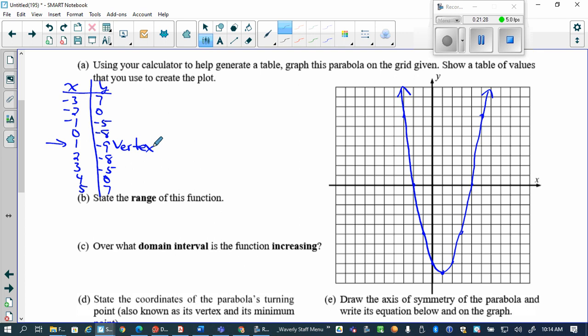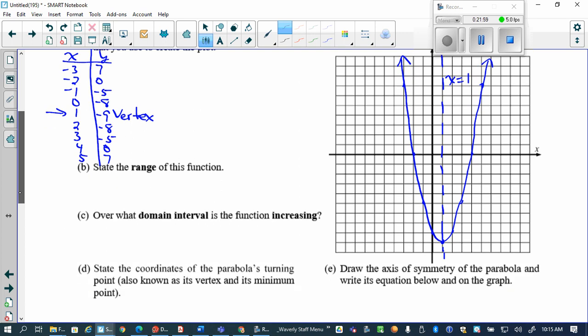Now, I definitely want to sketch in the axis of symmetry. It's a line, right? Where would that line be drawn for symmetry here? What would be the equation of this line? x equals 1. What x does it cut through? That 1. So the equation for the axis of symmetry is x equals 1.